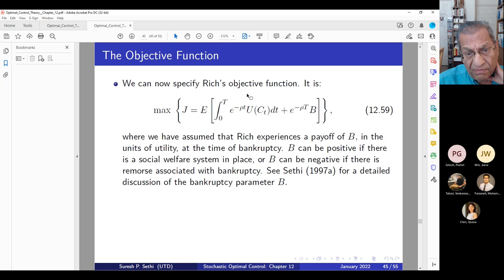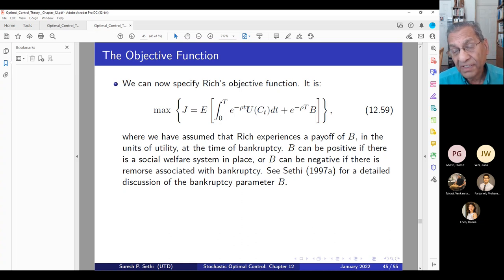So the objective function is to maximize the utility of consumption. And at the stopping time, there is some payoff, which you call B, because your wealth has gone to zero. And B can be anywhere from minus infinity to plus infinity. It's minus infinity if you behave like in 1929, when the first depression came and there were people who became bankrupt and jumped off the Empire State Building and committed suicide. I would call that minus infinity, the cost of bankruptcy.